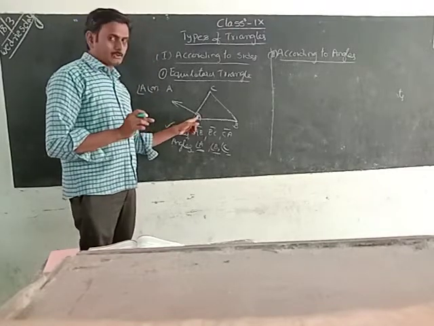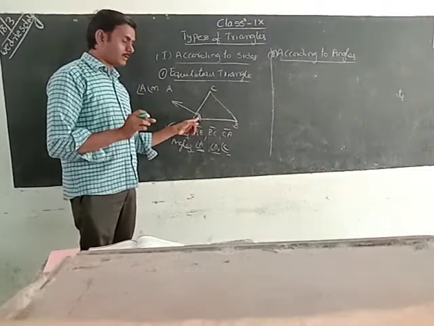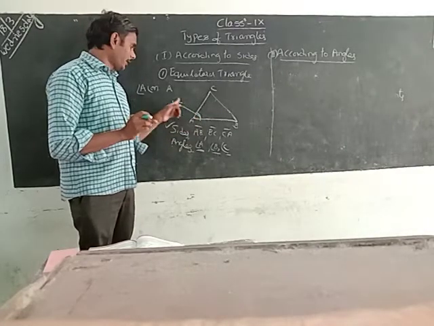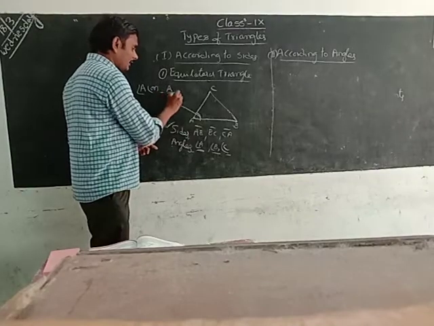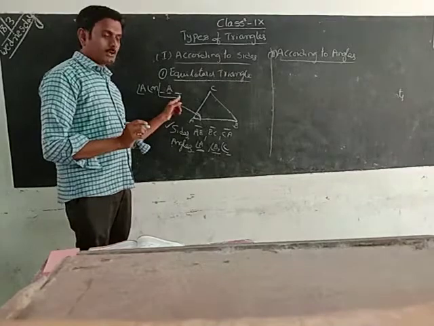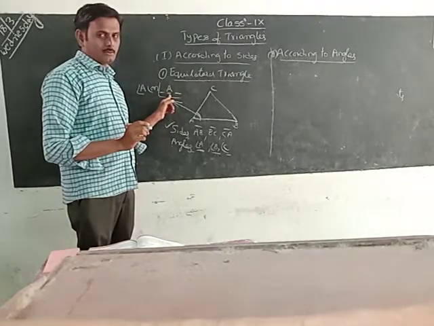I want to write this angle. Whenever you want to write this angle, what is the vertex here? A. A should be in the middle. That means here we have three letters, with the angle symbol. We have three letters, but the middle letter should be A.